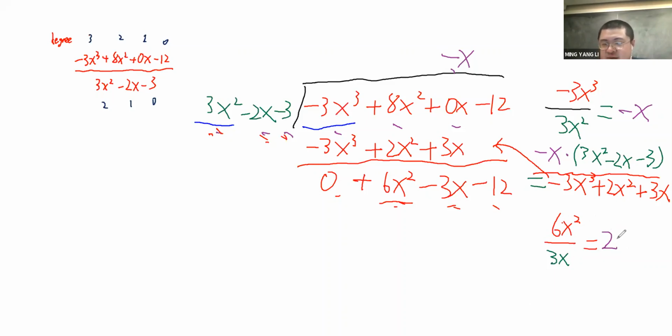So 2 should be our next term on the top. So we have negative x is our first one. So the next one is 2. So we have plus 2. Then every time we got a new term on the top, we just calculate the multiplication between this new term, 2 times our divisor, which is 3x squared minus 2x minus 3.